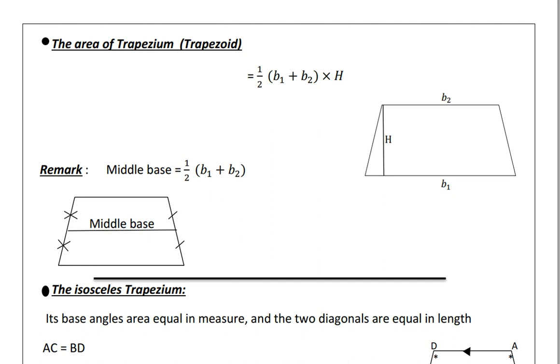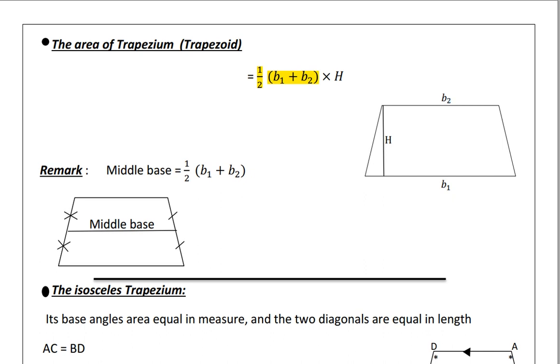Half by base 1 plus base 2 is called what? It is called the middle base. So to get the area of the trapezium, we will multiply half by base 1 plus base 2, which is the middle base, by height. Again the rule here: middle base is half by base 1 plus base 2. The shaded part here, or the marked one, is the middle base, half by base 1 plus base 2. This is base 2 as you see here, and this is base 1, or the converse, they are the same.